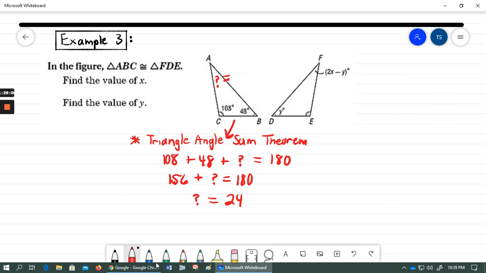All right, so that means that this angle right here is 24 degrees. So now we know all three angles in this triangle on the left side. And so, folks, if this triangle on the left side is congruent to the triangle on the right side, that means that all of the corresponding angles over here are congruent to the corresponding angles there, right? So angle C is corresponding with angle E, right? So that means that angle E is clearly 108, right? Those corresponding angles.